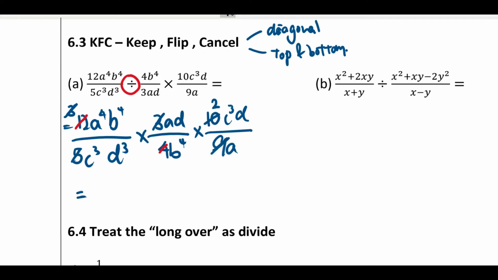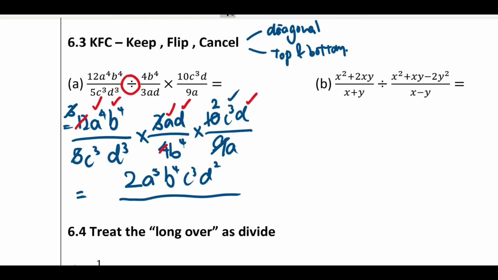If you feel it's confusing, you can combine everything together first. Now when you combine the numerator, because it's times, it's numerator times numerator. Any more numbers? There's no number, it's just a 2. Next, I have a to the power of 4 times a. That will give me a to the power of 5. Next, b to the power of 4. Any more b on top? No more. So b to the power of 4 on top. Next, c cubed, which is here. And then d, there's 1 here and there's 1 here. So this is d squared.